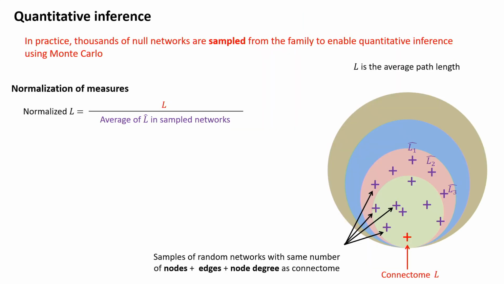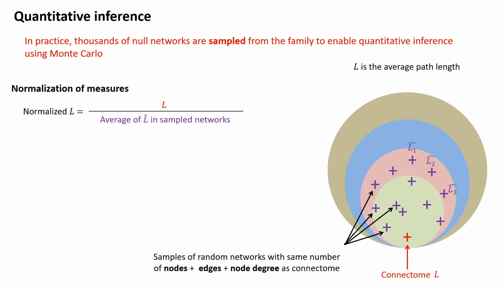How would we actually run a test to see whether our network shows a property more so than expected by chance? And what we typically do here is determine the null space. So in this example, it's the salmon-coloured space where we're preserving number of nodes, edges, and node degree. And we'd randomly sample networks from this space. We'd compute our measure of interest, which in this case is path length, and then we compute the average path length. And if we take the ratio of the path length in our real, empirically measured connectome, to the average of our sample networks, this gives us a ratio.